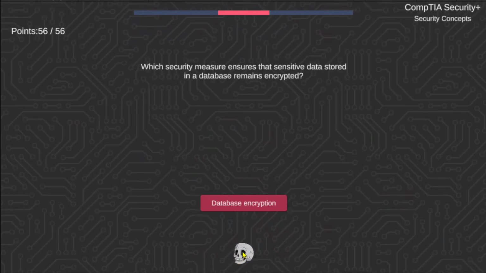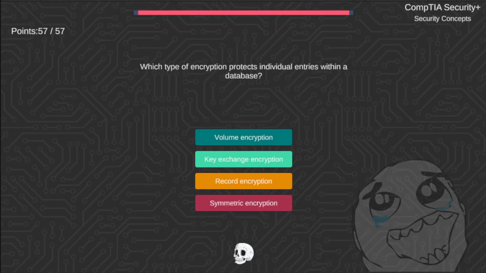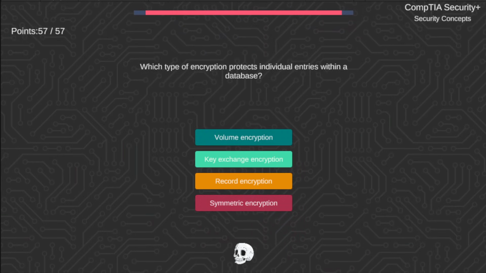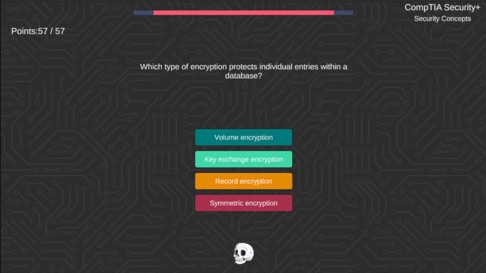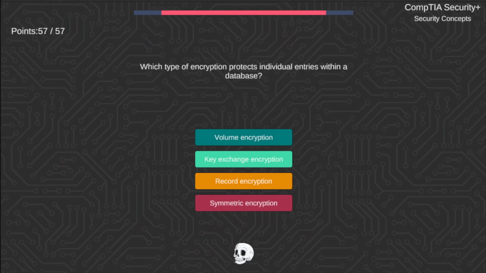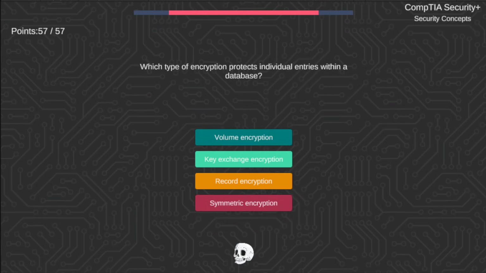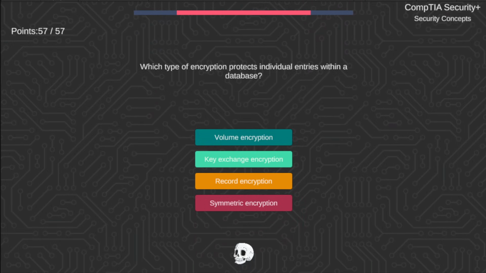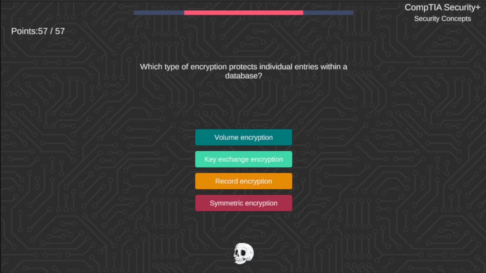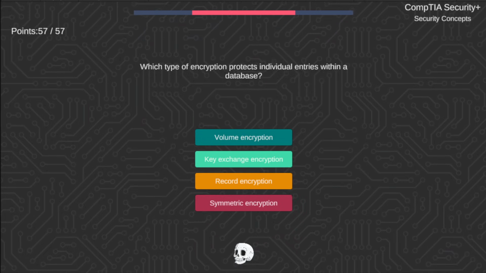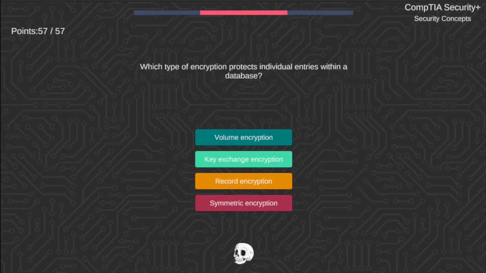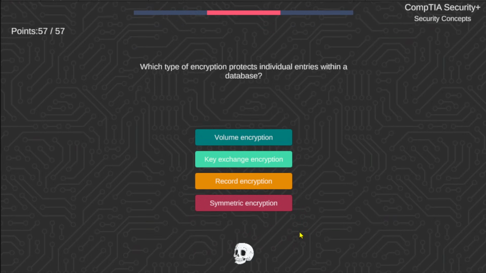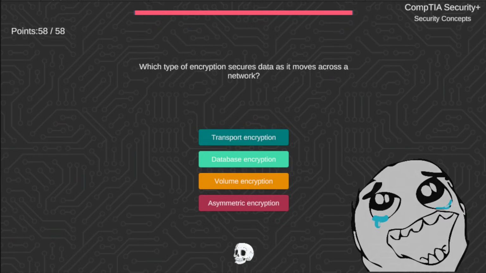Correct answer is database encryption. Which type of encryption protects individual entries within a database? Volume encryption, key exchange encryption, record encryption, or symmetric encryption? Individual entries within a database. Correct answer is record encryption.